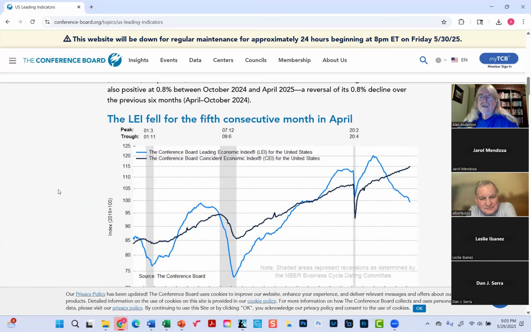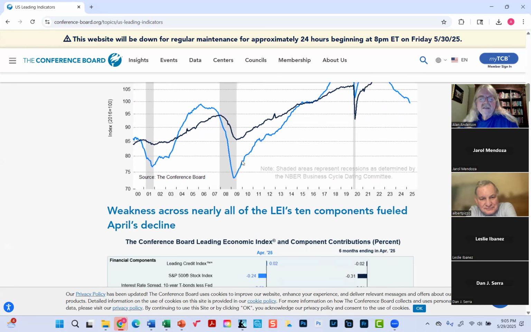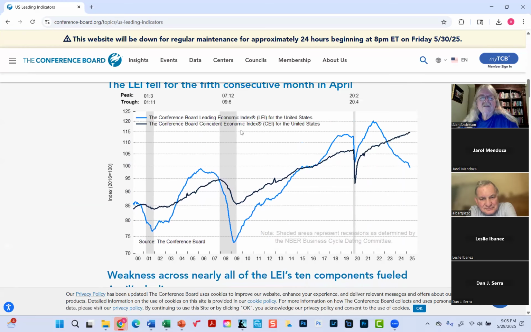And they have indices where they combine them into a single number so that way you don't have to look at them individually. So this is the index of leading economic indicators for the United States. Blue is leading and black is coincident. You can see they're both pointing up, although, ooh, what happened here? That's so funny. Blue is heading straight down. Black is heading straight up. How's that? I don't know.